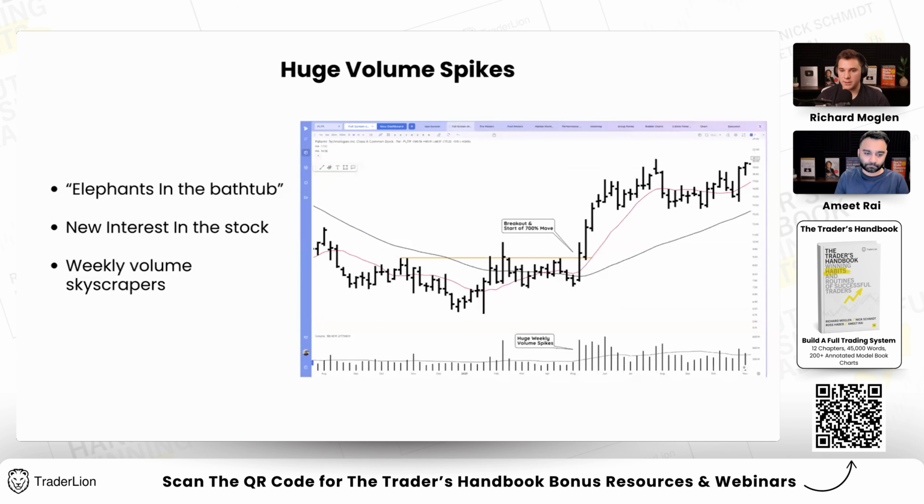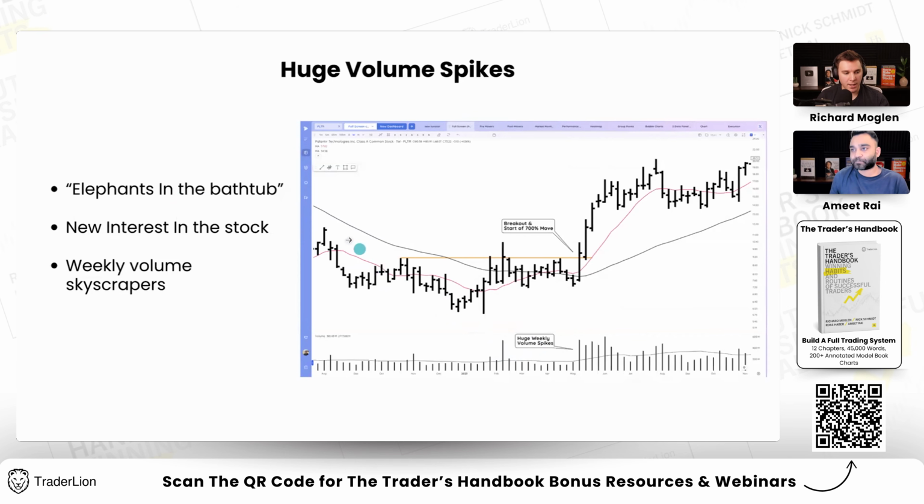Funds can't hide their activity, and huge spikes in volume are a clear sign of big players becoming involved. And we're not talking about a $1 stock here, which has a 1 day spike of 20 million shares or whatever. We're talking about quality merchandise and significant increases in volume and big spikes.